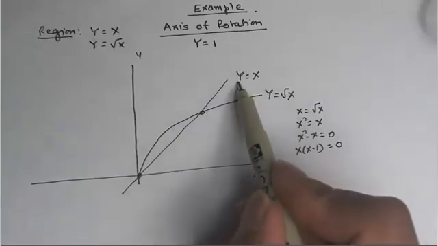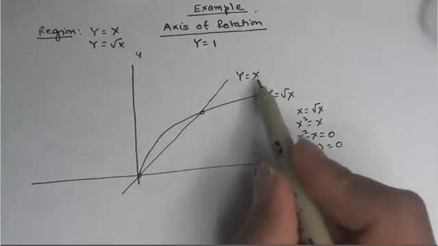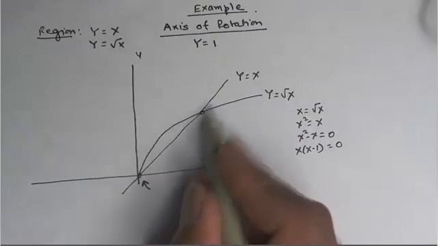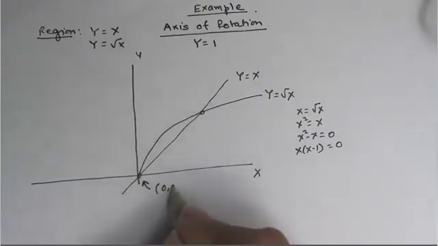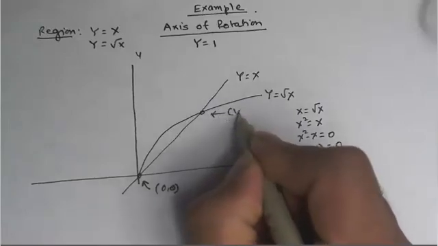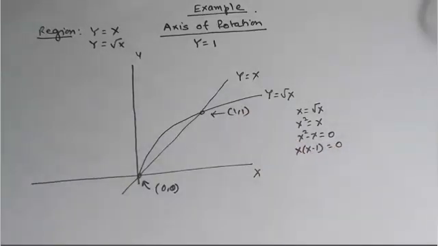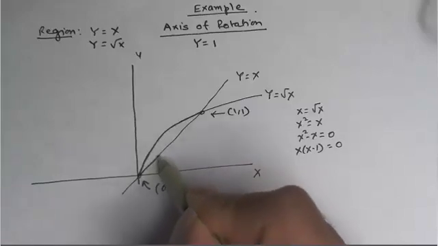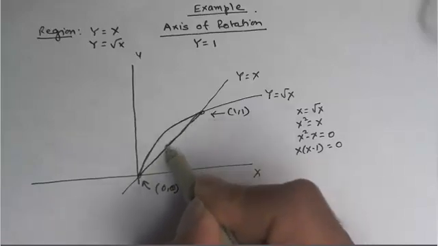If x is 0, then y is 0. If x is 1, y is 1. So there are 2 places at which these curves cross. One is (0, 0), and the other is (1, 1). Okay, so I'm also going to make bold the region that we're going to rotate.